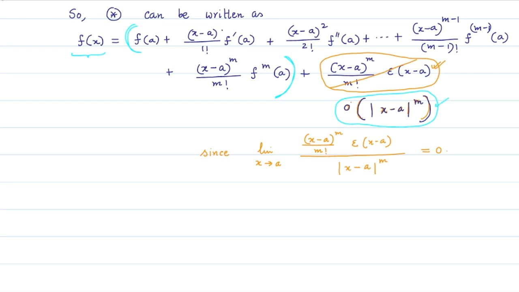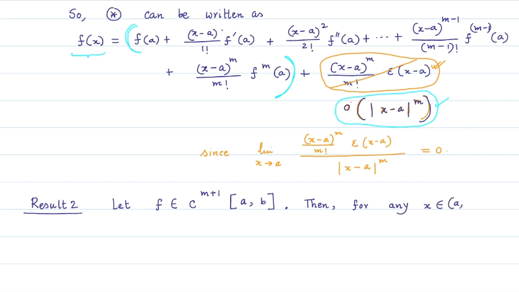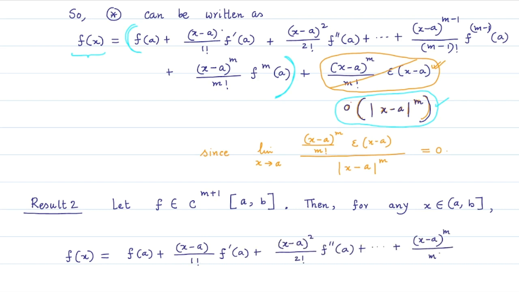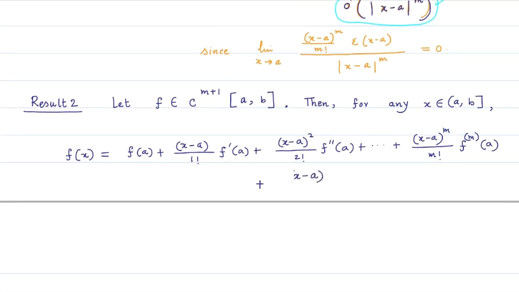We neatly write that statement: let f be m plus 1 times continuously differentiable on the closed and bounded interval a to b, then for any x inside the half-open interval (a, b], we can write f(x) is equal to f(a) plus (x minus a) divided by 1 factorial f dash a plus till (x minus a) to the power m divided by m factorial multiplied with f m at a, plus ending up with (x minus a) whole to the power m plus 1 divided by m plus 1 factorial times f (m plus 1) at a plus some number theta dash in between 0 and 1 times (x minus a).